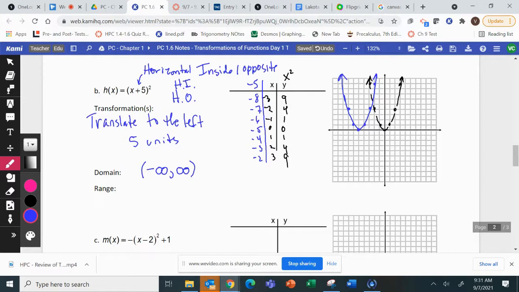Range, we're going to go from down to up. Zoe, how far down does this range go? Did you say 0, hon? Yes. So I'm going to say it starts at 0, and I'm going to write that with a bracket because it does have a point there. And then it's going to go all the way up to infinity. And infinity always gets a parenthesis.